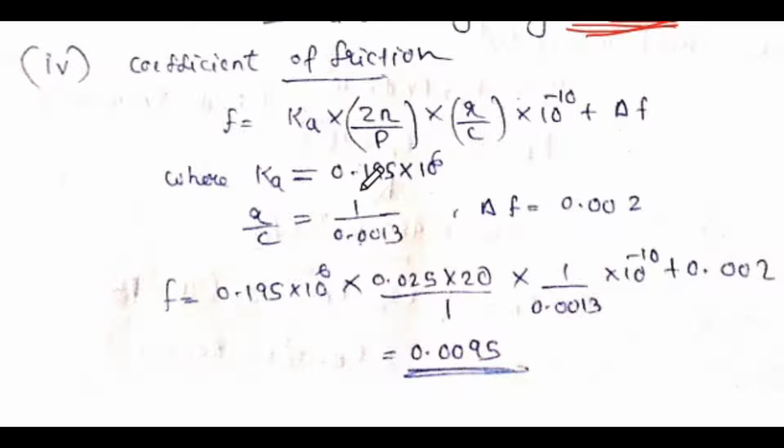The K value is given at the bottom of the book, 0.195. It's in the data book. Z value we know. N is a value in RPS, not RPM, so don't make that mistake. We know the value of C by R, so to get R by C you have to take the reciprocal. Delta F's value is also in the data book, just below the equation. So from that, the coefficient of friction will be 0.0095.